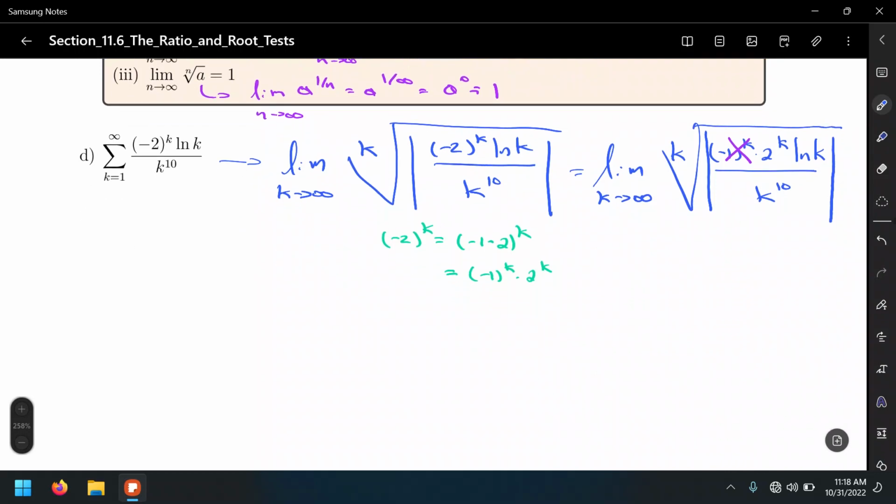All right. So let's see, how do we simplify this limit? Well, the limit is going to be the kth root of 2 to the k ln of k over k to the 10th, as k approaches infinity. We're going to distribute the radical over the two factors in the numerator and the one in the denominator. We're going to do that the following way.